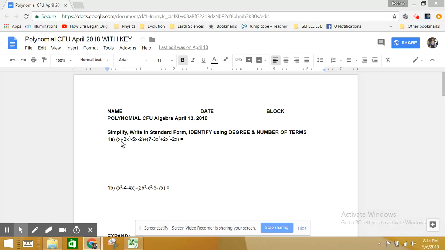So the first thing, I'm going to look for the highest degree over here. I have a positive 3x cubed. I look for the highest degree over here. I have a negative 3x cubed. I don't have any other terms that have higher degrees. So the highest degree I've gotten here is cubic. I'm adding between these two sets of parentheses, so I'm going to combine the 3x cubed and the negative 3x cubed.